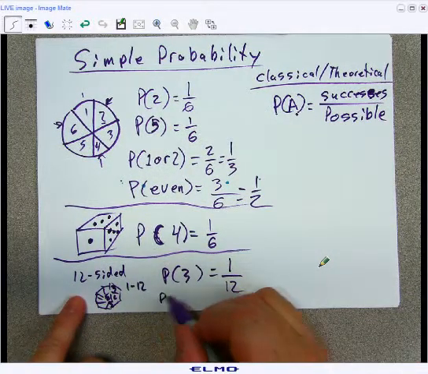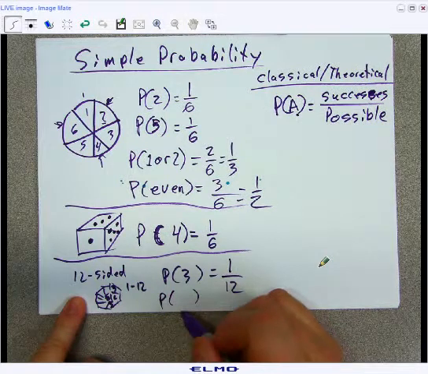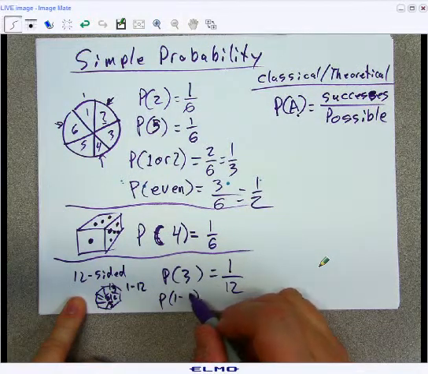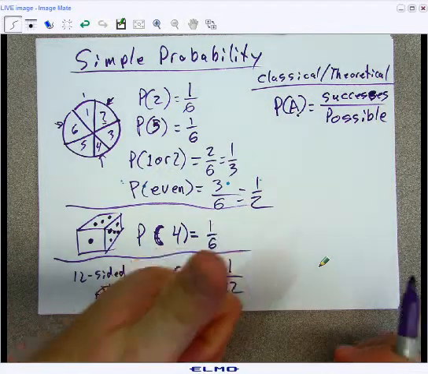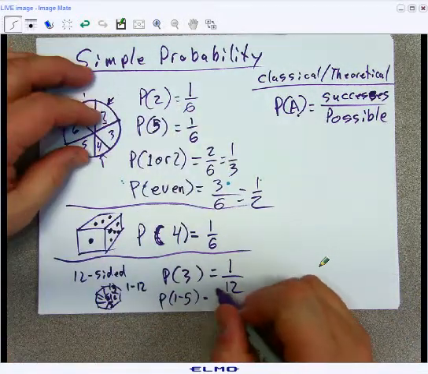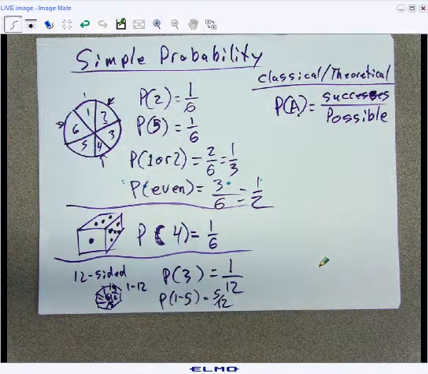If I wanted the probability of a number from 1 through 5, well, let's see here. 1, 2, 3, 4, 5. That would be 5 options out of 12, and you get the idea.